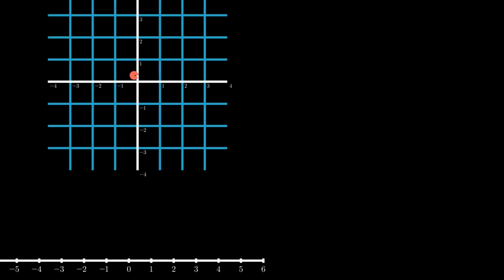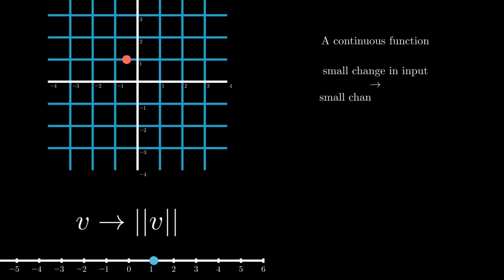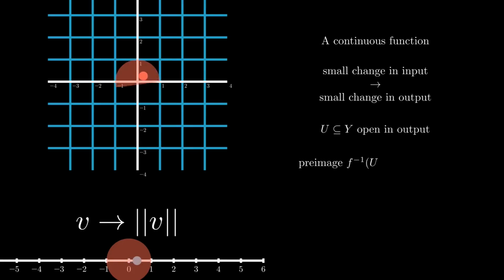Now let's talk about continuous functions. A continuous function is one where a small change in the input results in a small change in the output. That is, if U is an open set in the output space, then its preimage is open in the input space.